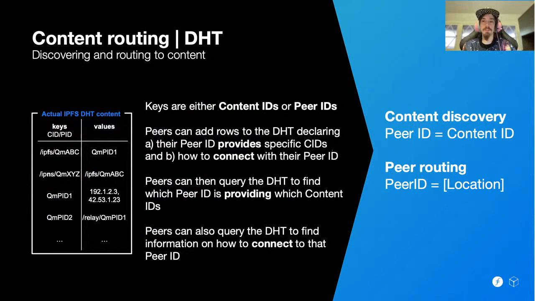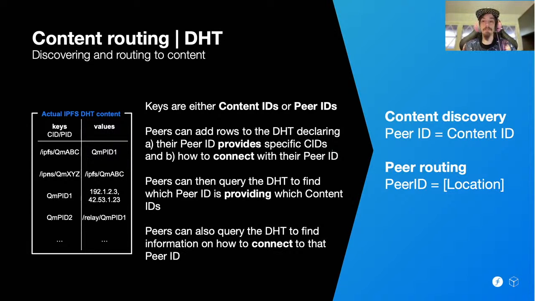Now that we have a database which is maintained collectively by all peers in the system, how does IPFS use it? Simple. When the content is added to IPFS, a peer will insert one row into the DHT. Keys are either content IDs or peer IDs. Peers can add rows to the DHT, declaring A, their peer ID provides specific CIDs, and B, how to connect with their peer ID. Peers can then query the DHT to find which peer ID is providing which content IDs. Peers can also query the DHT to find information on how to connect to that peer ID.